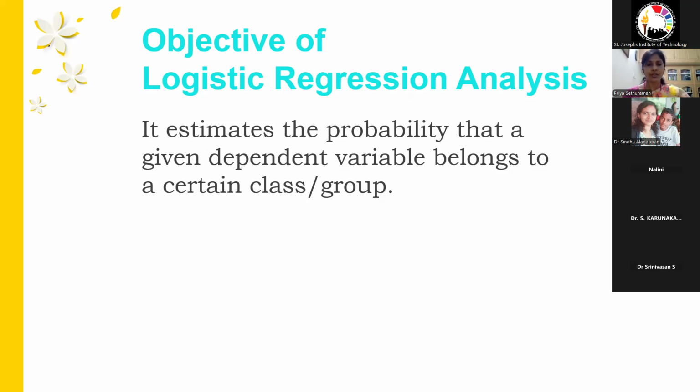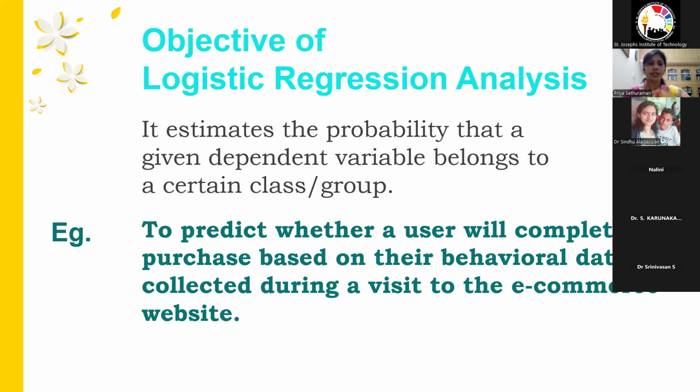Say yes or no, as mentioned earlier, so many respondents belong to the yes category, and so many belong to the no category. That is what we are going to estimate, and also predict the outcome: yes is because of what, and no is because of what. One example is to predict whether a user will complete a purchase based on their behavioral data collected during a visit to the e-commerce website.